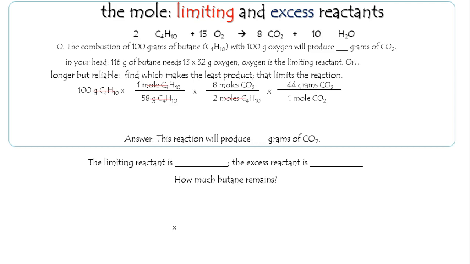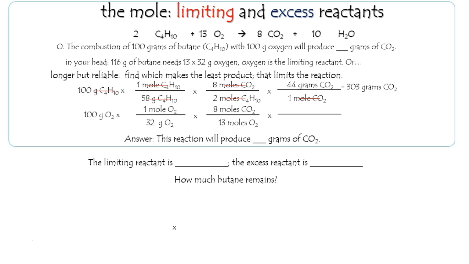Well, we got enough butane to take us through 303 grams of carbon dioxide. I think we don't have enough oxygen. Let's see if it's true. That 100 grams of oxygen weighs 32 grams per mole. Each mole of oxygen will only make less. 13 makes 8. So 8/13 is times as many moles of carbon dioxide, which still weighs 44 grams. And we only have enough oxygen to make 85 grams. We're done. This reaction will make 85 grams of carbon dioxide.